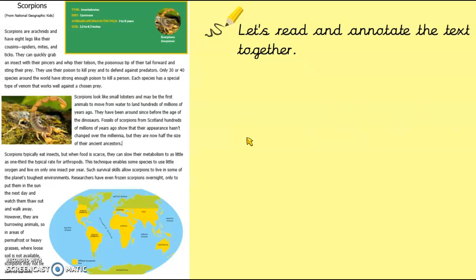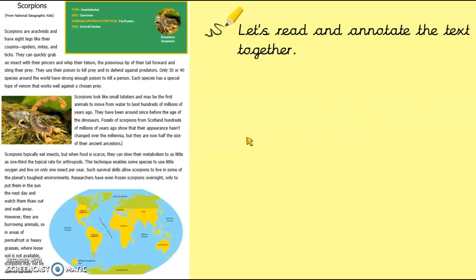Scorpions typically eat insects, but when food is scarce, which means when there's not much food, if something's scarce, there's not a lot of it. When food is scarce, they can slow their metabolism to as little as 1/3 the typical rate for arthropods. And this technique enables some species to use little oxygen and live on only 1 insect per year.